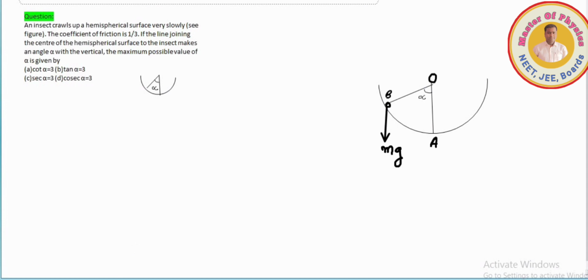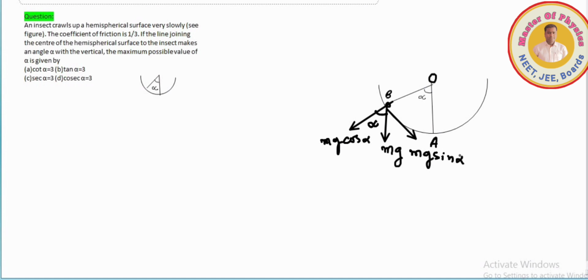Now we resolve the weight into two components. One is along the radius and the other component is along the tangent at the point B. If this is alpha, this angle also will be alpha. Then the component of mg along this direction is mg cos alpha, and along the tangent the component is mg sin alpha.